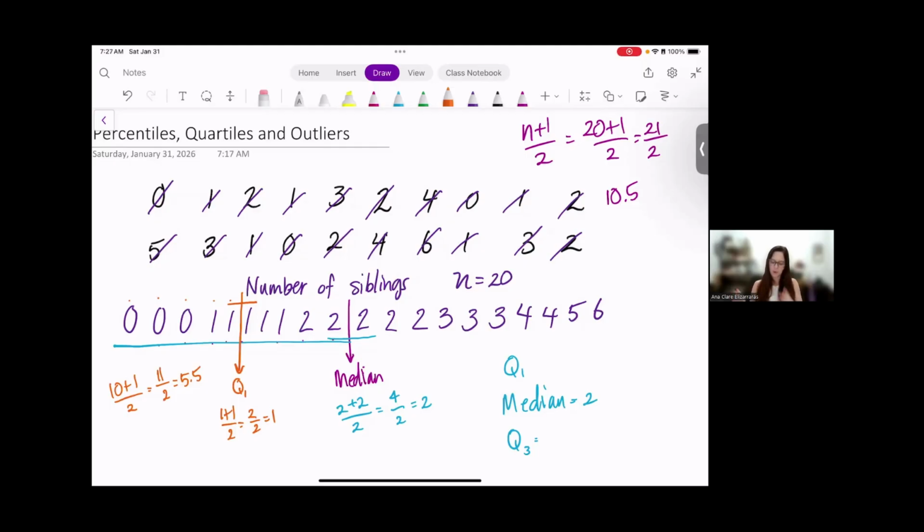Let's do the same thing for the upper quartile. I have 10 points in the upper half. So again, 10 plus 1 divided by 2 is going to give me the location of the median.